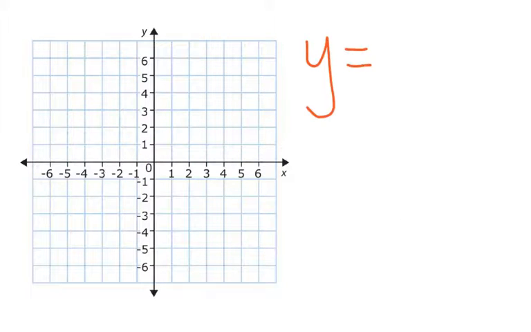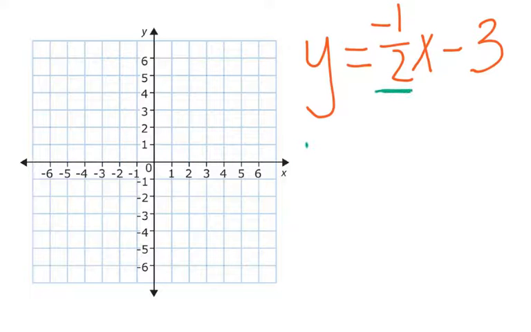y equals -1/2 x minus 3. Again, the slope, the m, is -1/2.